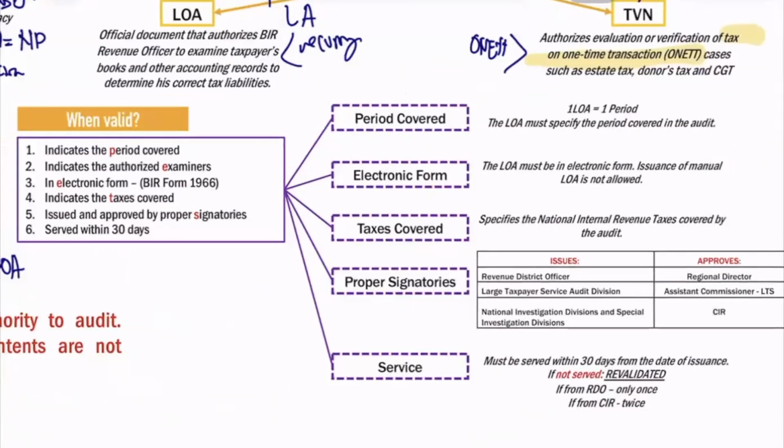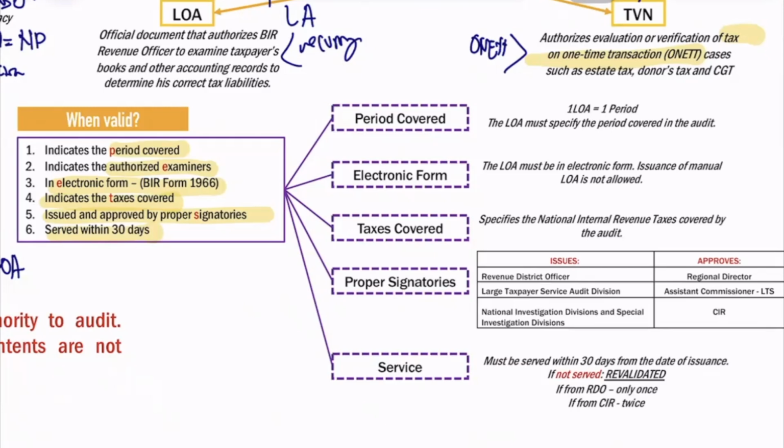First, it must indicate the period covered. Second, it indicates the authorized examiners. Third, it must be in electronic form, that is BIR form 1966. Fourth, it indicates the taxes covered. Fifth, it is issued and approved by proper signatories. Lastly, it is served within 30 days. Let's start first with period covered.